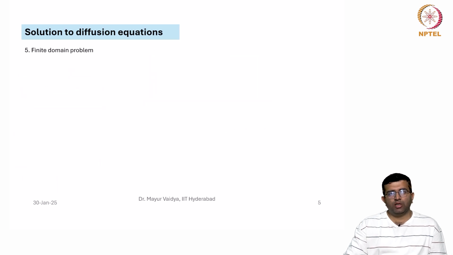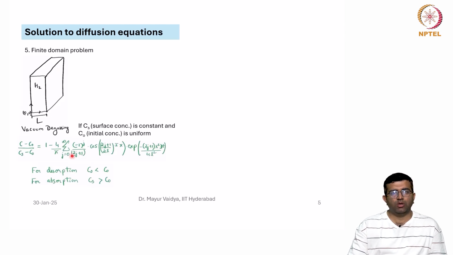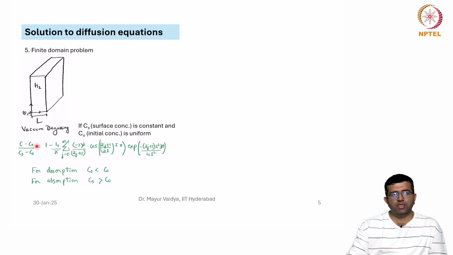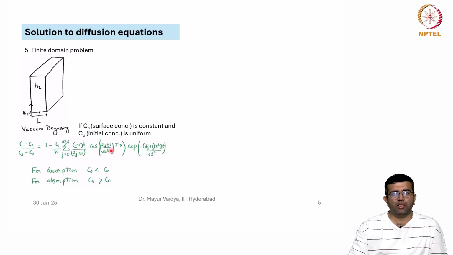Then from the infinite domain, we moved to the finite domain where we took the example of vacuum degassing. We could write that the surface concentration is constant and the initial concentration is uniform, and we arrived at the solution which has this kind of expression: C minus C naught by Cs minus C naught equals 1 minus 4 by pi, and in the double summation we have cosine as well as exponential terms, where j varies from 0 to infinity.